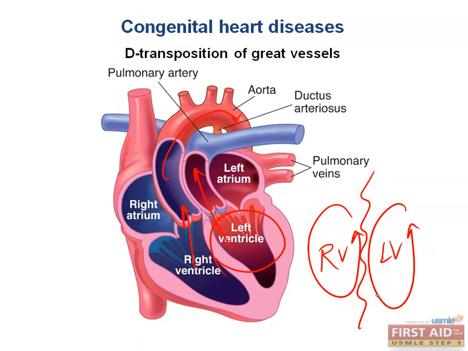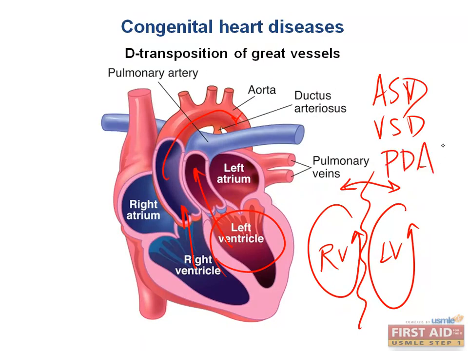So obviously these two are divided. We have to have some sort of way for these two to communicate. What do we need to do here to survive besides fixing the problem, or resetting, or untransposing the great vessels? Well, we need some sort of communication between these two circuits. How can we do that? Well, we know plenty of ways that we can do that. We can mix blood at the level of the atria with an ASD, at the level of the ventricles with a VSD, or at the level of the great vessels with a patent ductus arteriosus.